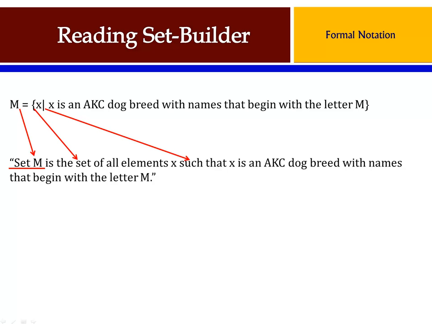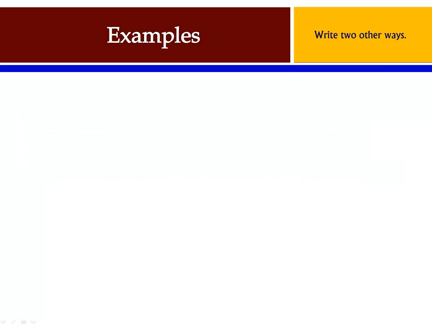Set M is the set of all elements X. The bar says such that, and then the rest of this, X is an AKC dog breed with names that begin with the letter M. So here we have some examples. We'll be given the set in one form and we'll be asked to write it in two other ways. Our first example is a set V of vowels.